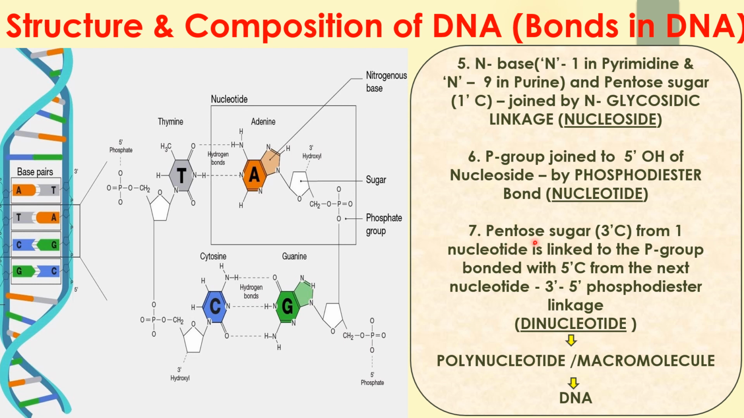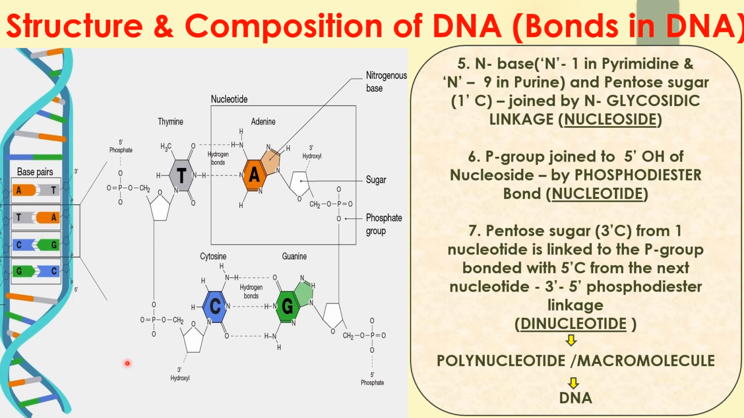Let's go through this. Pentose sugar, from the 3' carbon, that is this carbon, this is 1, 2 and 3' carbon. From one nucleotide, the 3' carbon is linked to the phosphate group bonded with the 5' carbon from the next nucleotide.